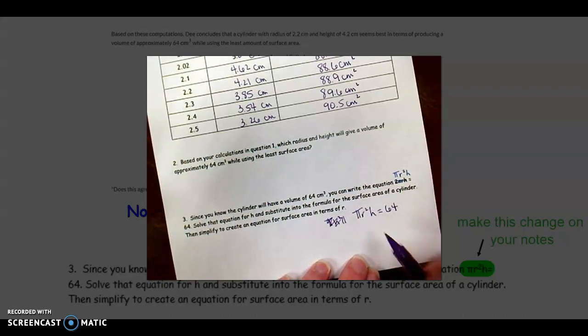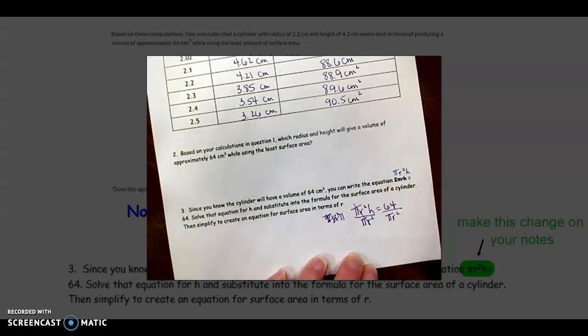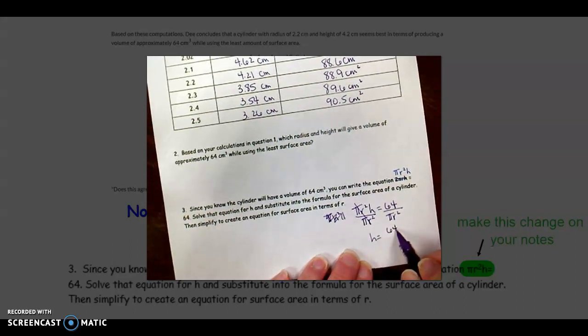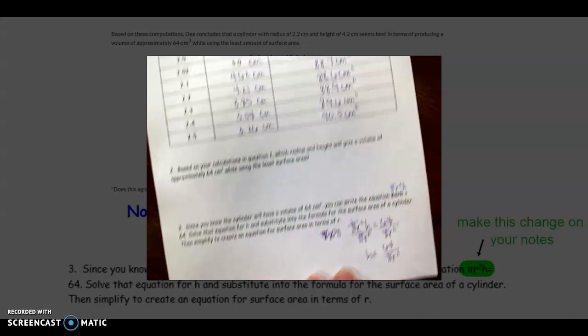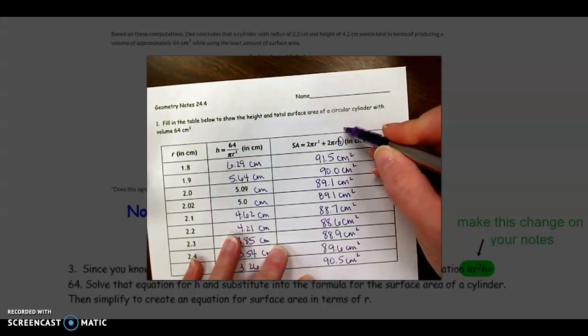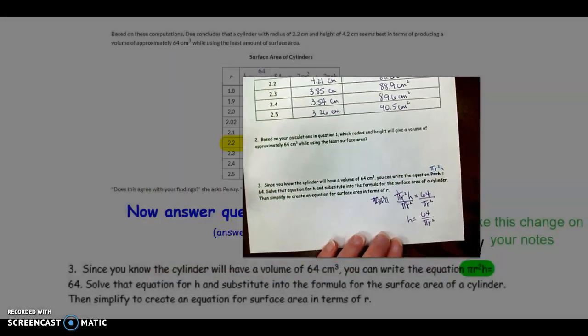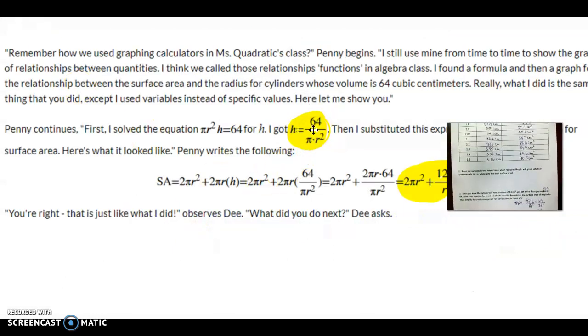Since this is all multiplication, to get rid of it we would do the opposite, which is division. So dividing both sides by pi r squared is where we get the value of h to be 64 divided by pi r squared. So then we can go into our formula for surface area and replace the h with 64 over pi r squared.